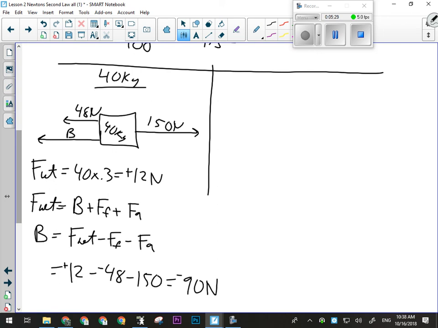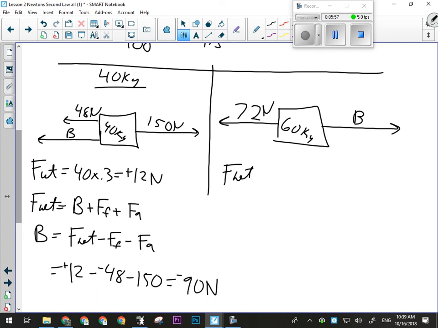Okay. So for the 60 kilogram block, what we know is that there are two forces: the tension in cable B and the force of friction. We know there's 120 newtons of total friction, and 48 of them were on this block. So that means we have 72 newtons. Is that right? Yeah, 72 newtons of friction on the 60 kilogram block.